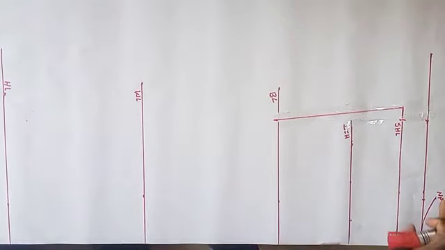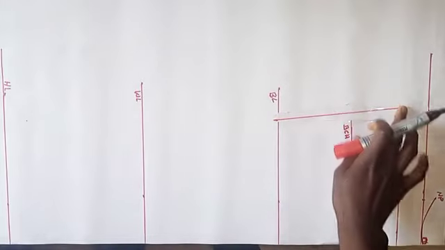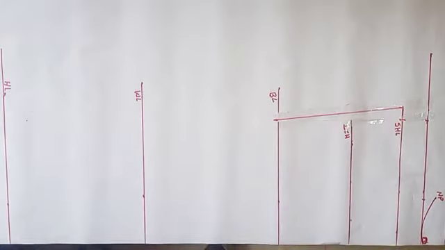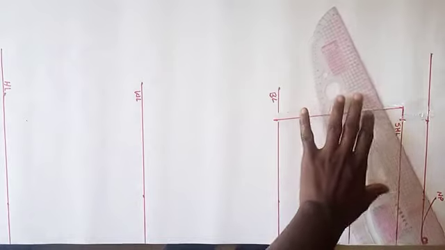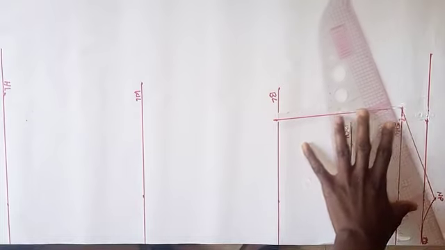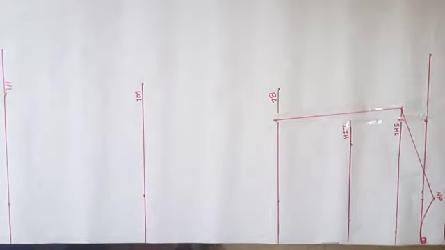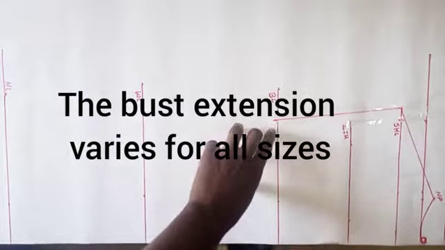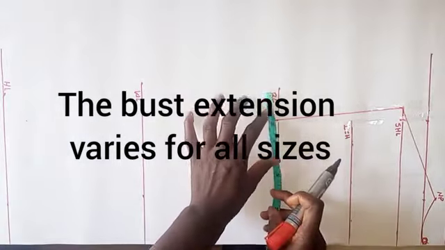So the next thing we'll be doing is to connect the neck point to the shoulder line using a straight line, which will serve as the shoulder slope. Next, we'll be extending the bust line by 1.5.